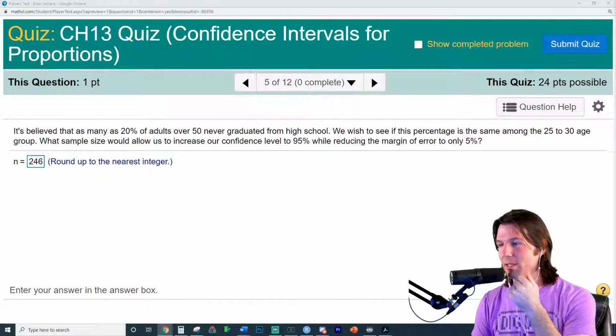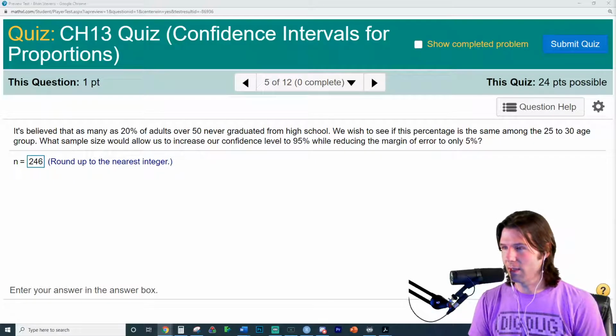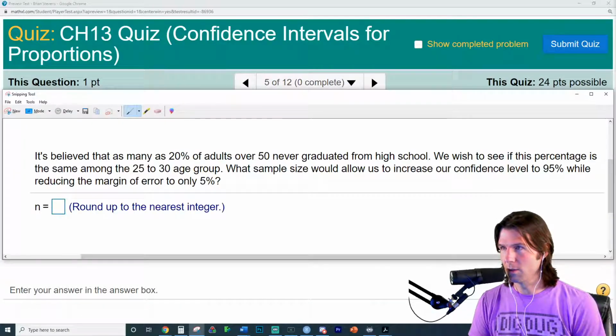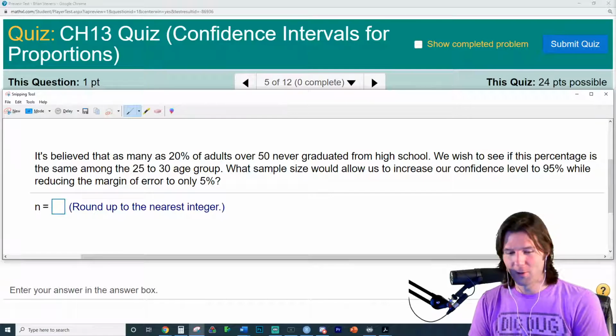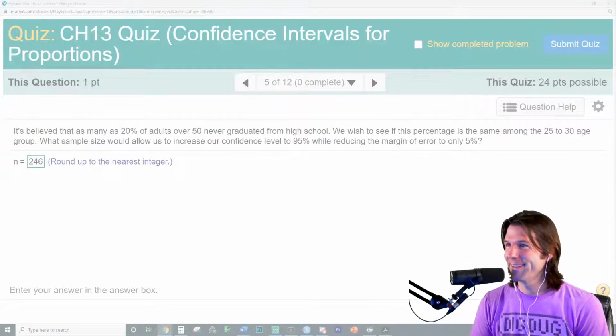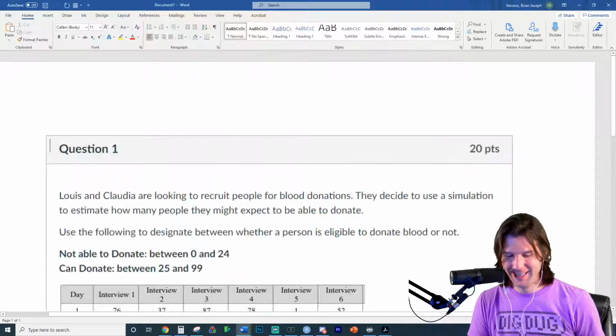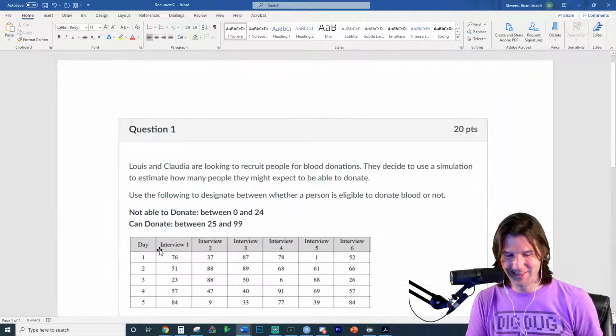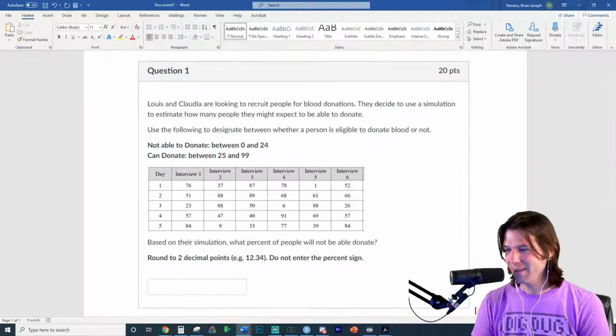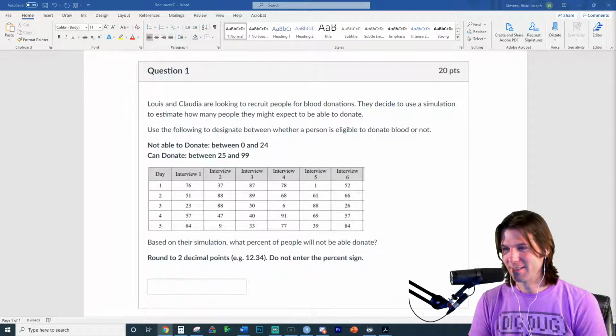There we go. Found it. It's number 1 on my quiz. Okay, let's take a look at their recruiting for blood donations right here. I didn't write this question, so I can't critique it. Thank you to the people who wrote this question. So here's the question right here. Let's hop in here and check it out.